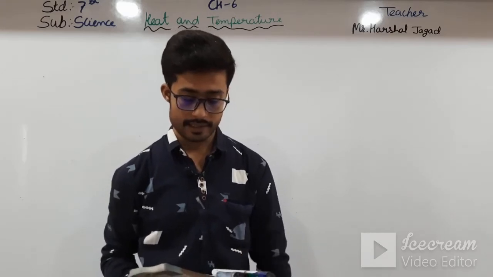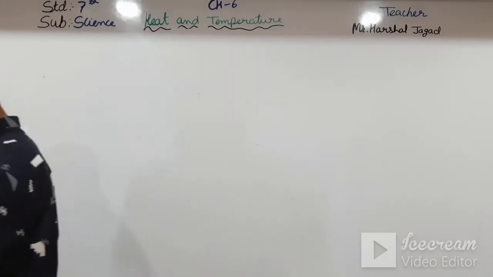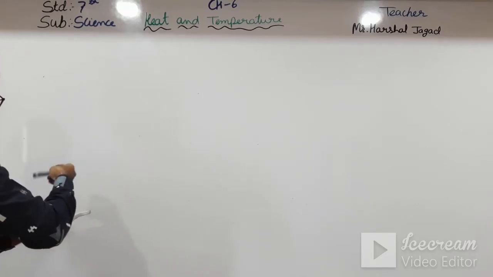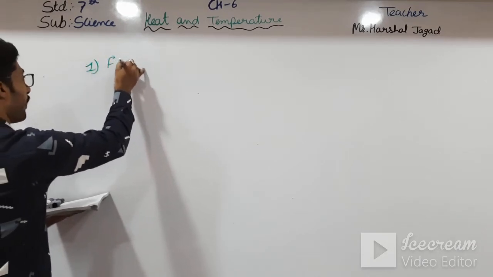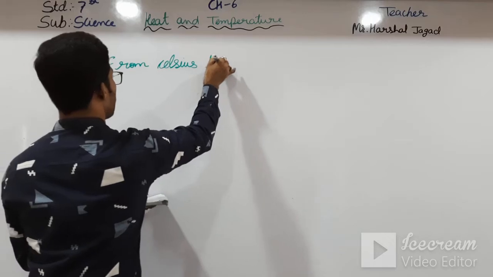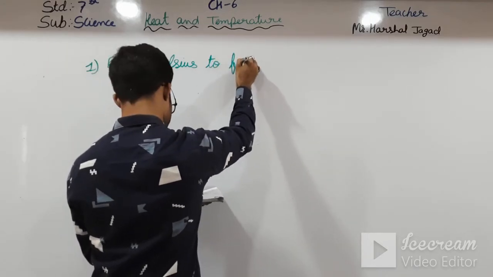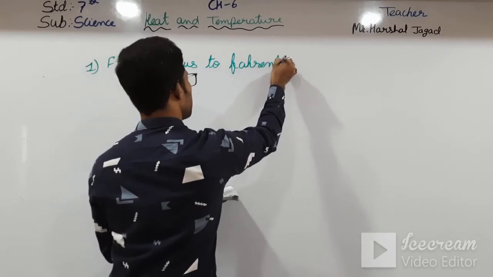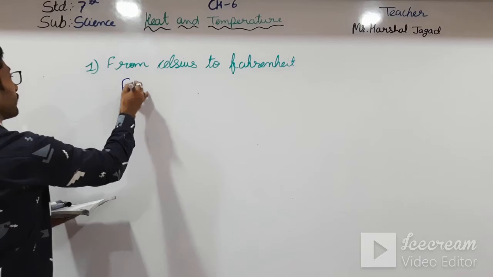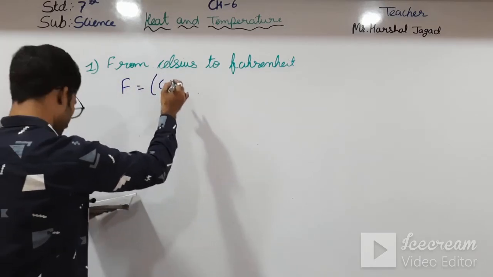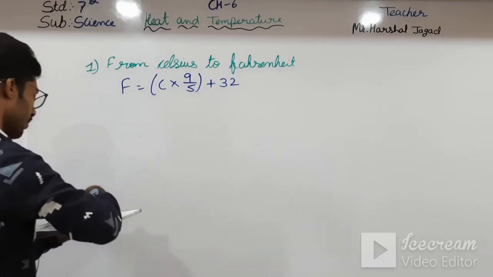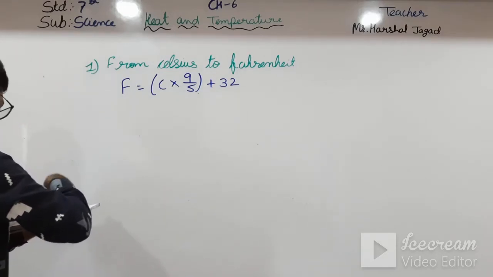Okay students, next is the conversion formula, which we haven't seen yet. First, if we have to convert from Celsius to Fahrenheit, what is the formula? F is equal to C into 9 by 5 plus 32.